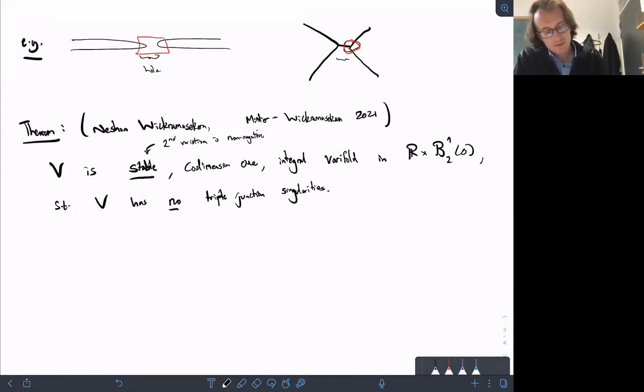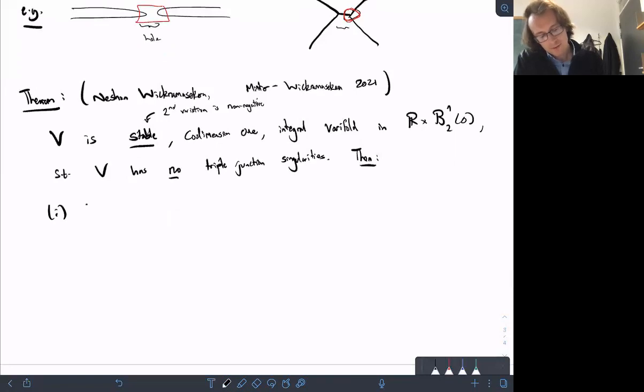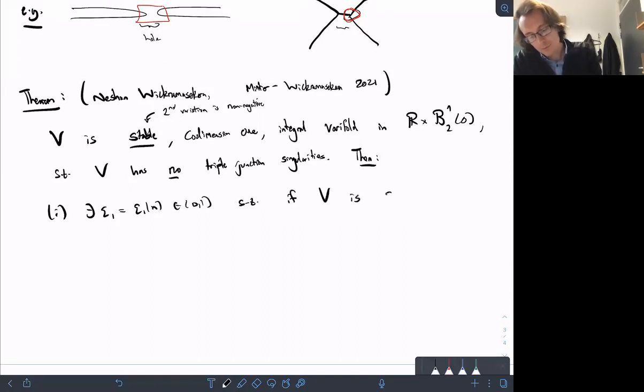So in this setting, then we have the two following results. That there exists an epsilon 1, it only depends on the dimension, such that if V is epsilon 1 close to the multiplicity 2 plane, R^n × {0} × R, this is just a notation for the associated varifold.